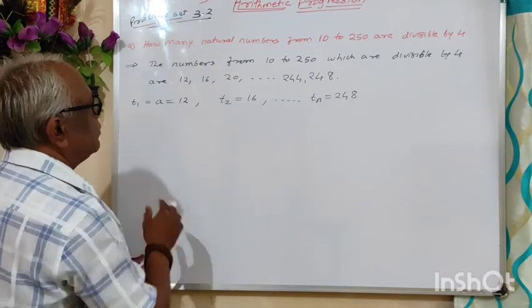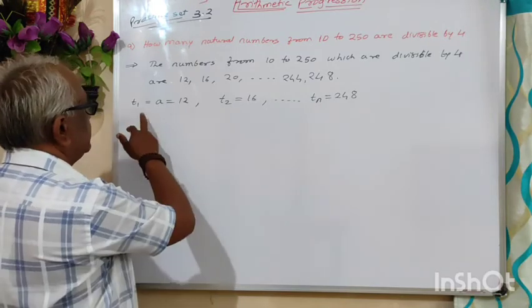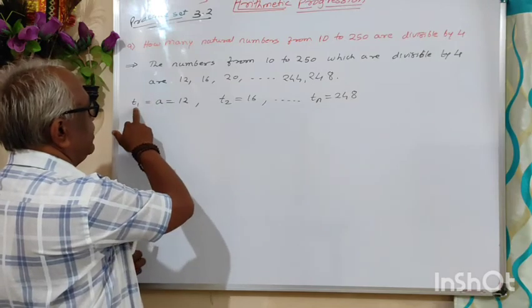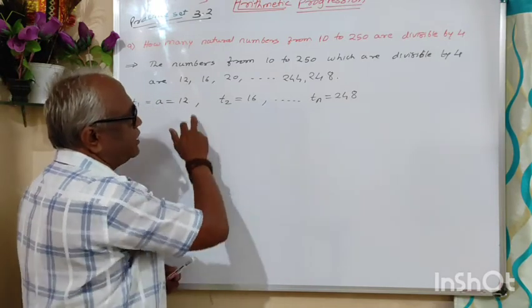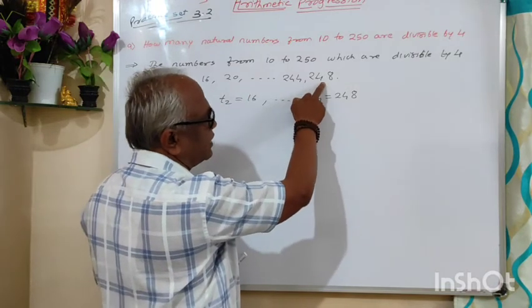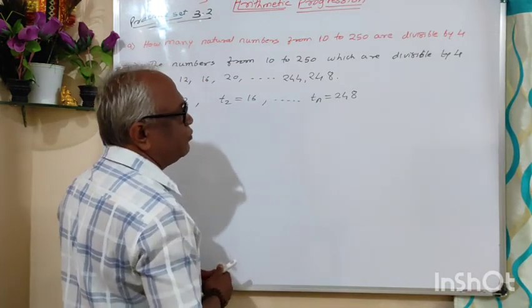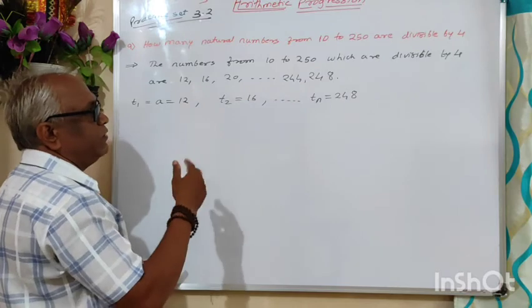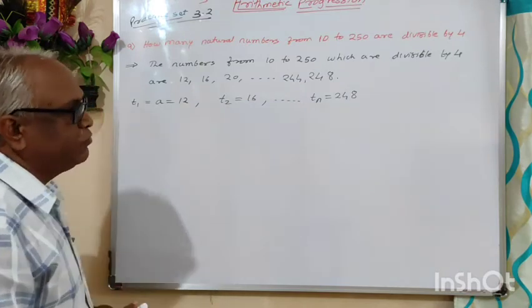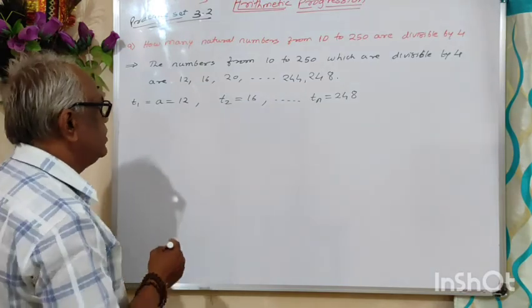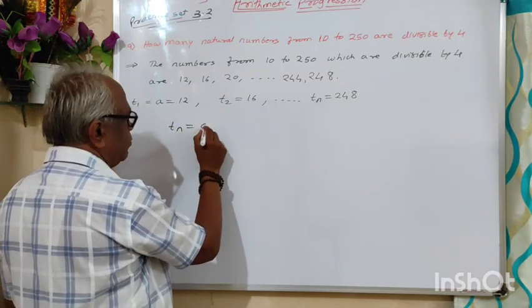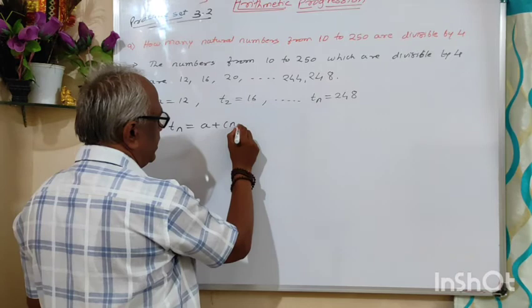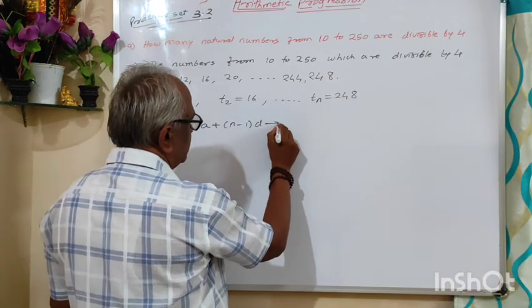So here, A, that is our first term, T1 is equal to 12, T2 is equal to 16, and so on, and the last number, that is Tn, is 248. That 248 is the term we are going to work with. So now the formula we know: Tn is equal to A plus in bracket n minus 1 into D. This is the formula.